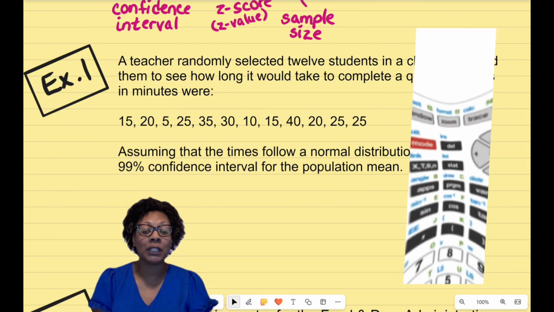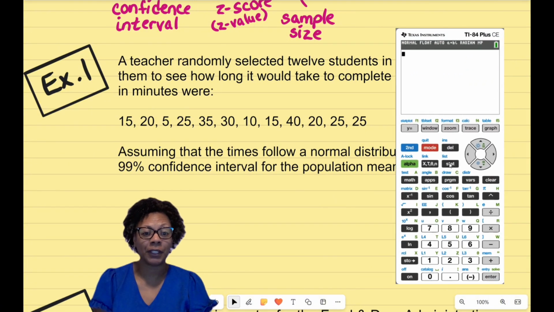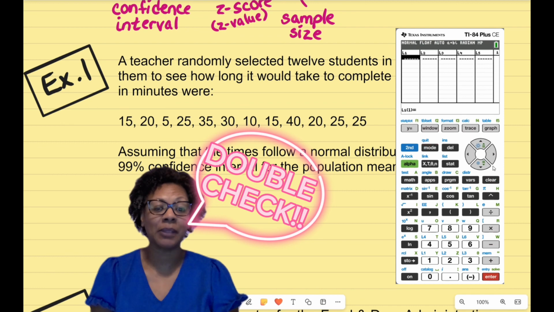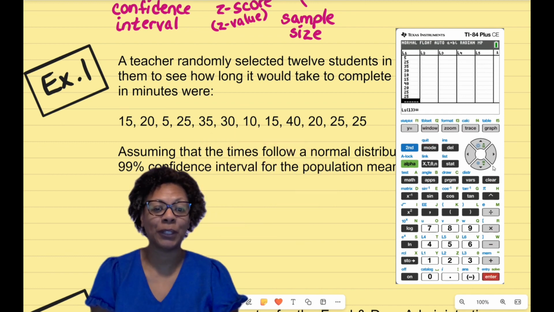So the first thing you want to do is go to your calculator under Stat, Edit, find the list, and then just enter your data that was given in your problem. You want to double check your data to make sure that you did in fact enter it correctly.